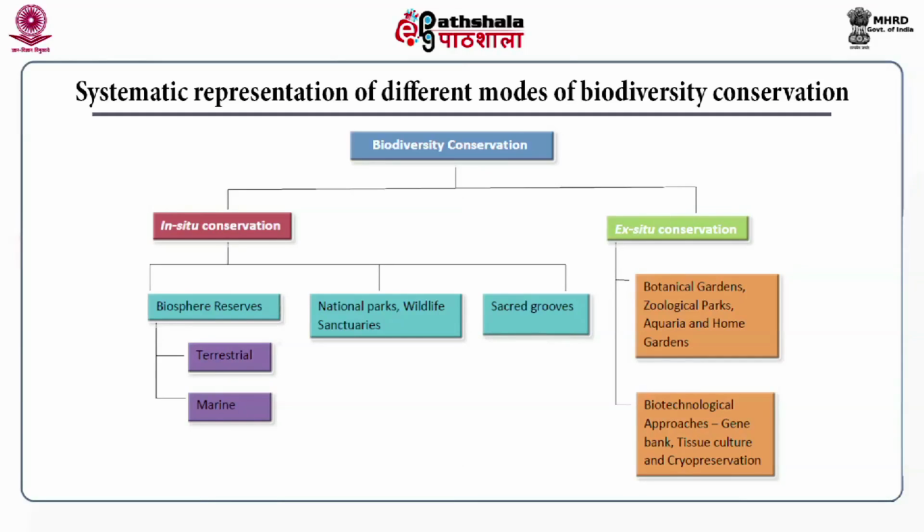About national parks and wildlife sanctuaries you will be studying in detail in another module. Then sacred groves. Sacred groves are a very old way of preserving biodiversity. There is no module on sacred groves in this paper. I will suggest my students to read about sacred groves, because in recent times a lot of attention has been given to sacred groves as a way of biodiversity conservation. And in ex situ conservation, which is another way to conserve biodiversity outside their habitat, we have botanical gardens, zoological parks, aquariums and home gardens. In India, home gardens of Kerala are very famous. I will suggest the students to learn about the home gardens of Kerala.